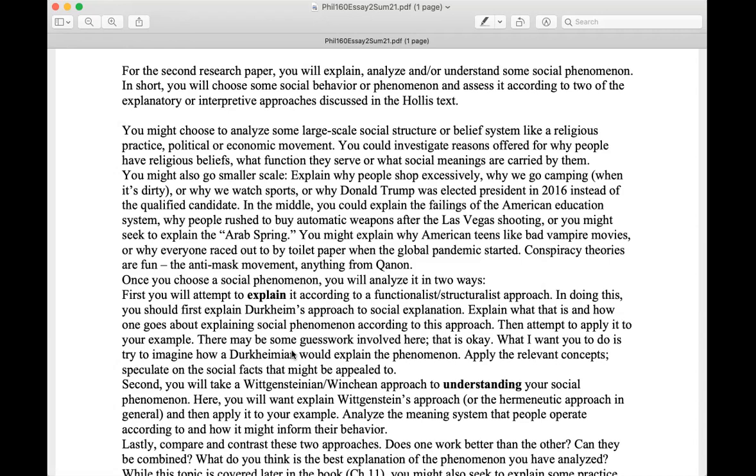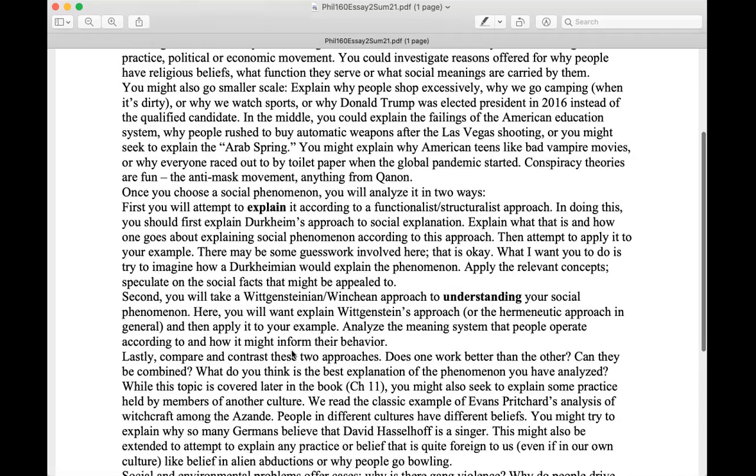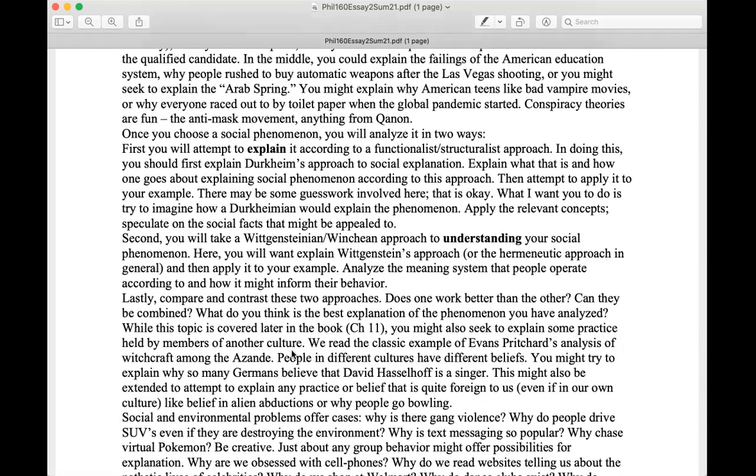It differs from the first paper in that you only have one social behavior to work with. You're not working with two theories as you did in that one. And lastly, what I want you to do is compare and contrast the two approaches. What you'll find, I think, is that one of them probably works a little better than the other one, depending on what example you've chosen. You might decide that they both give you different interesting perspectives and that some combination of the two is best.